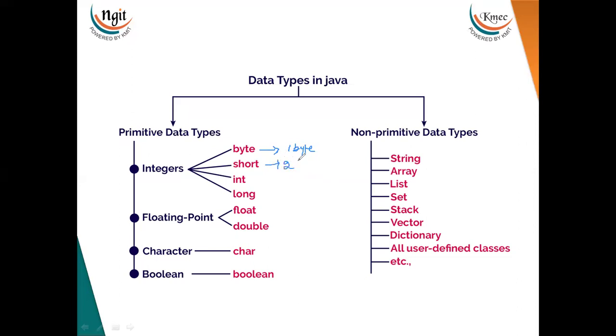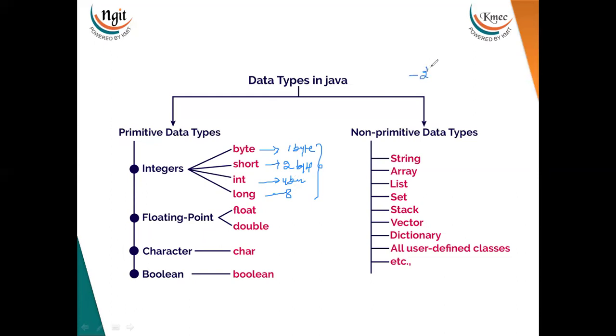Short occupies 2 bytes. Int occupies 4 bytes. Long occupies 8 bytes. Coming to the range of these data types, they depend upon the size of the data type. Sir, how to calculate the range of these data types? I'm giving a standard formula. Here we don't have any unsigned; we store only positive values only.